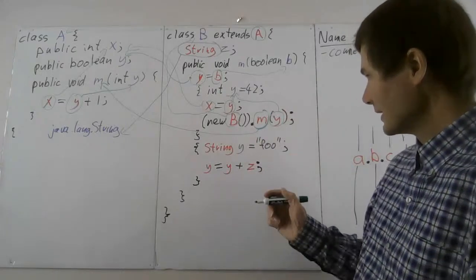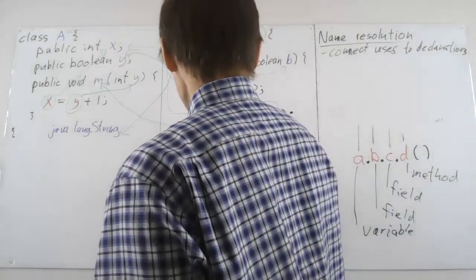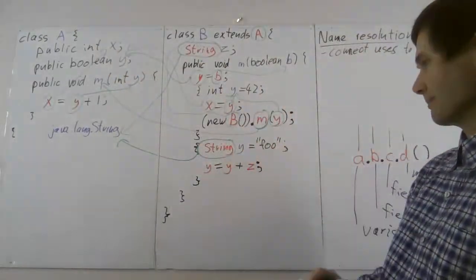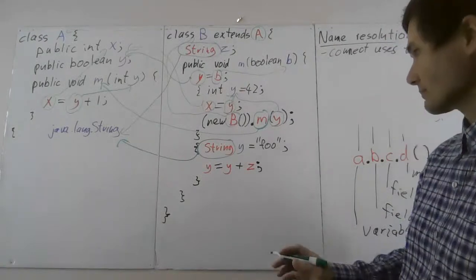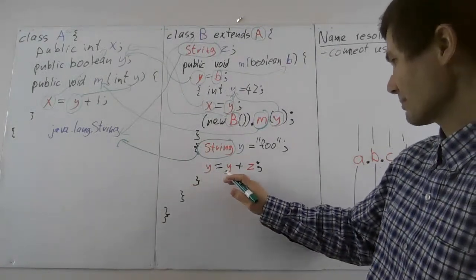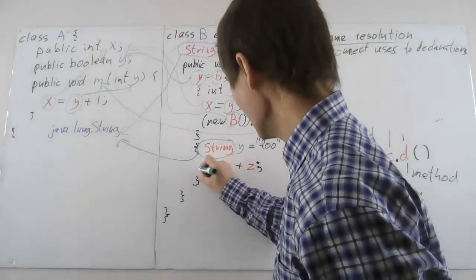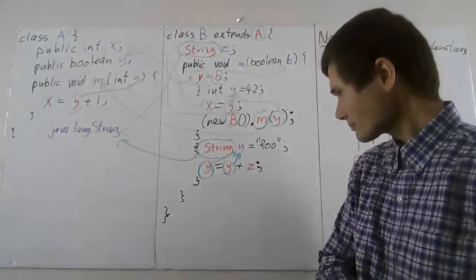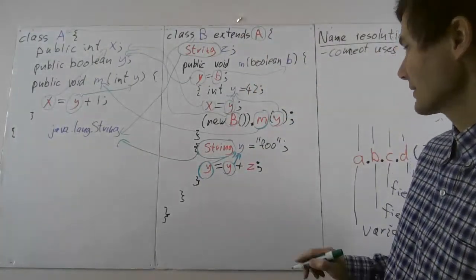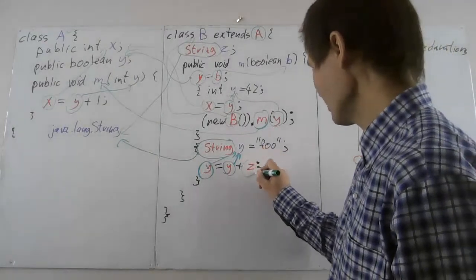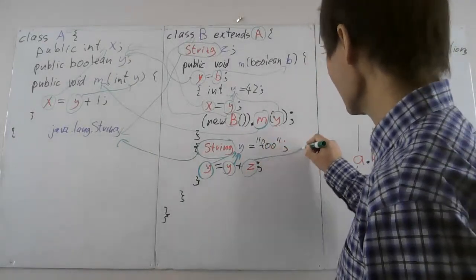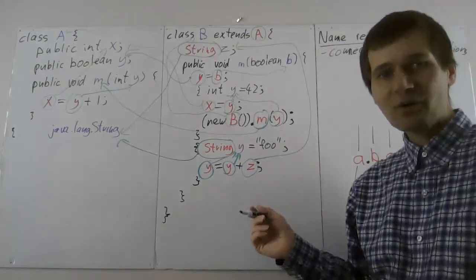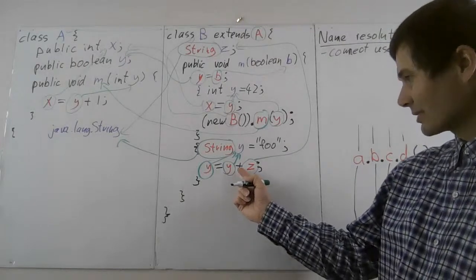Okay, and then finally, almost finally, we have string. So that's another reference to Java Lang string. And now we say, y equals y plus z. So the y's are these closest y's. The z is the only z, and also the closest z. So this one here. And there's one more thing I want to mention here.